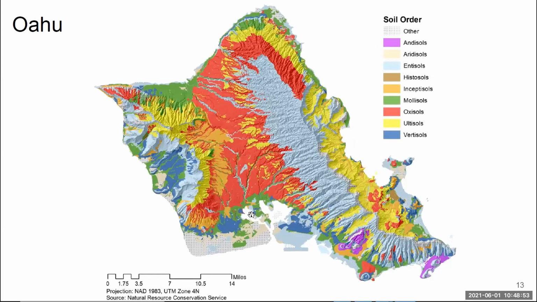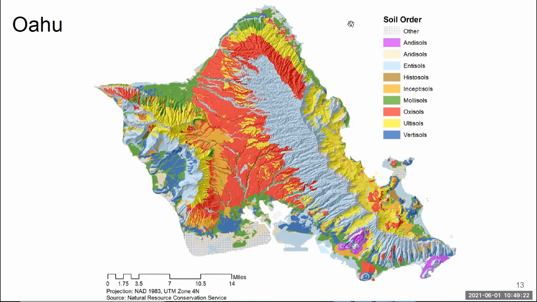We have very diverse islands. So you can see on Oahu, we have a lot of low activity clays. That's the red and yellow soils. Those are low activity clays. They're in the higher rainfall areas. And then in the lower, drier, more arid lowlands, we have the high activity clays, which are the vertisols and mollisols. And we don't have too many volcanic ash soils, because we're a little bit too old for that. The volcanic activity was too long ago.